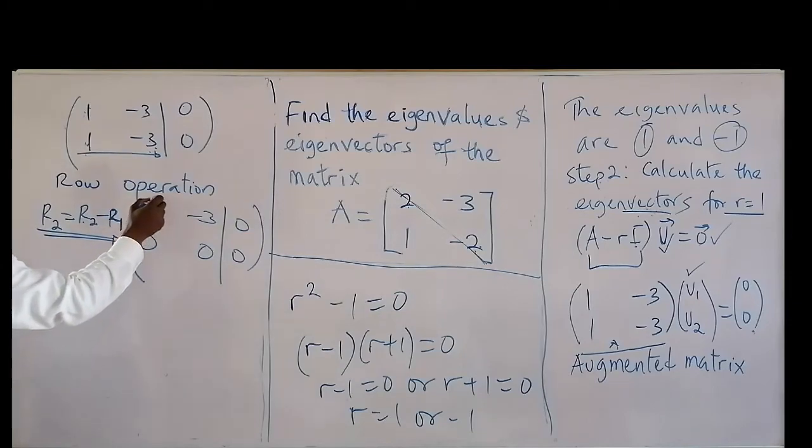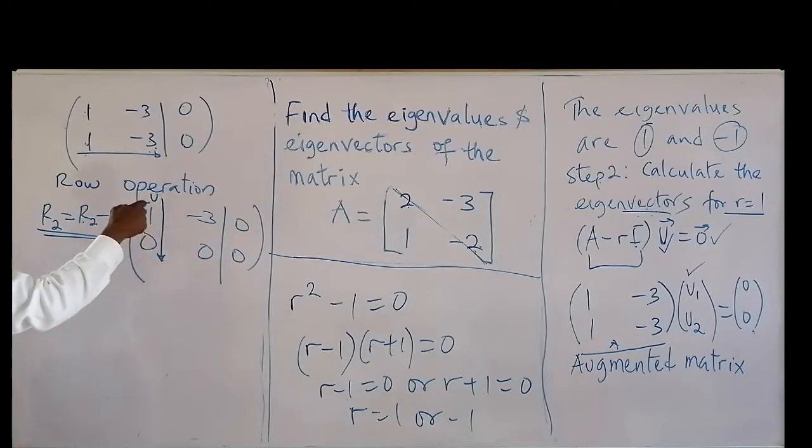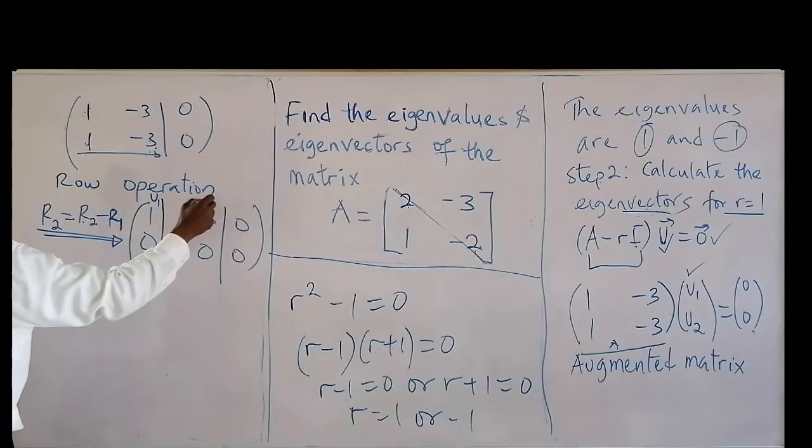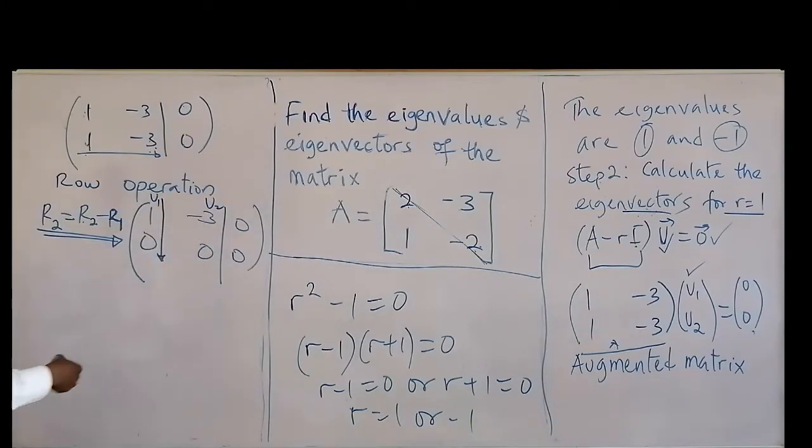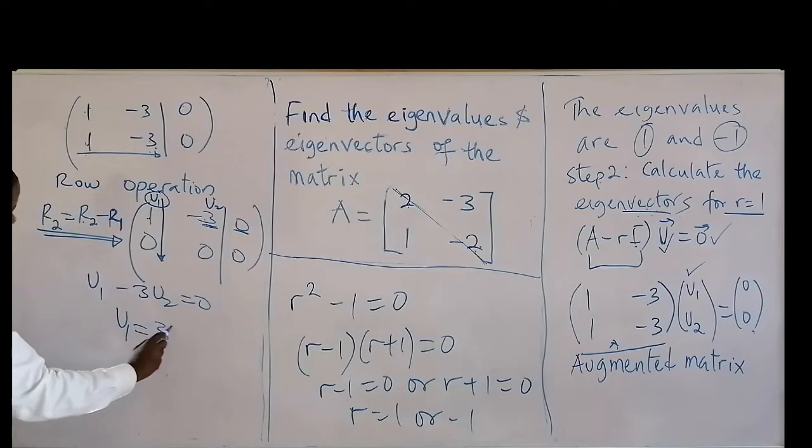And don't forget, the first column is the coefficient of u1. The second column is the coefficient of what? u2. So if you want to form the expression, it will just be this one times u1, that will be u1. Then this one, minus 3 times this one, that's minus 3 u2. So u1 is equal to what? 3u2.